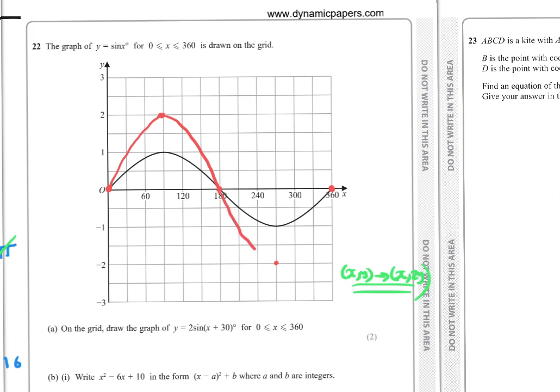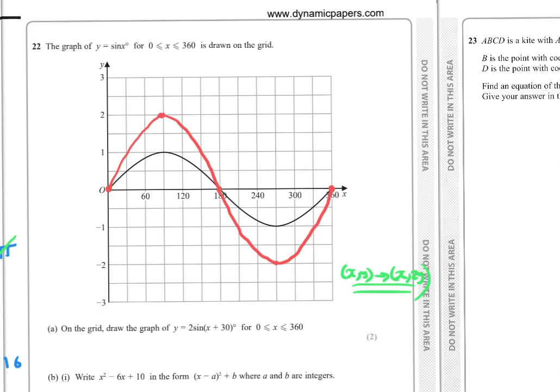After we multiply the function by 2, this is the sketch. Now we add 30 to x. This means horizontal translation 30 units to the left. So each point will move 30 units to the left.